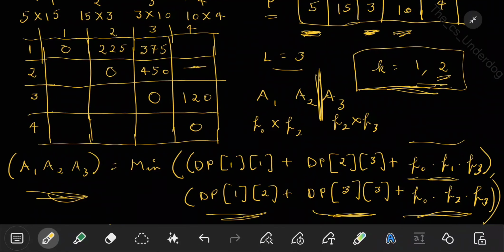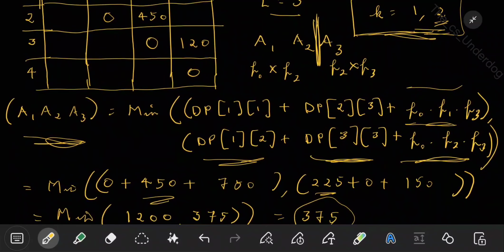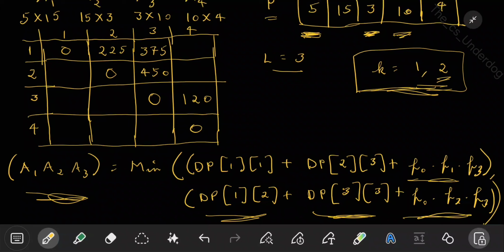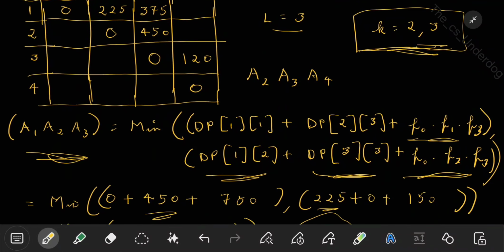Next thing is to find this particular block. It is dp24. So what about dp24? dp24 says you want to find out the cost of multiplying all matrices from A2 to A4. Which matrices are included? There is A2, then A3, and then A4. There are two splits possible. One is here and the other is here. The first split means k is equal to 2. The second split means k is equal to 3. These are the two possibilities. Let us see what happens in both cases.